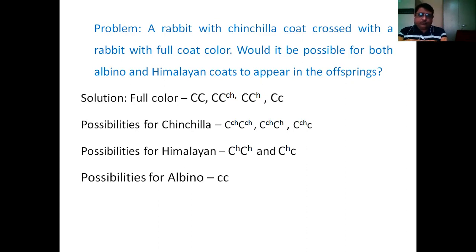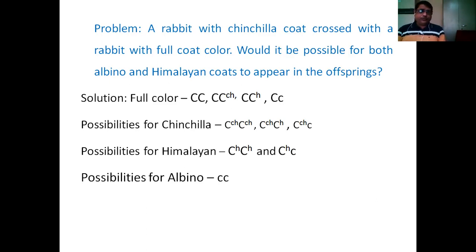Now, whatever phenotypes of the offspring we are discussing here, the parents are not of any of these phenotypes, that is albino or Himalaya, because it is clearly given that parents have full coat color and chinchilla coat color. Now we have to test whether there is any possibility of the children having albino or Himalaya coat.